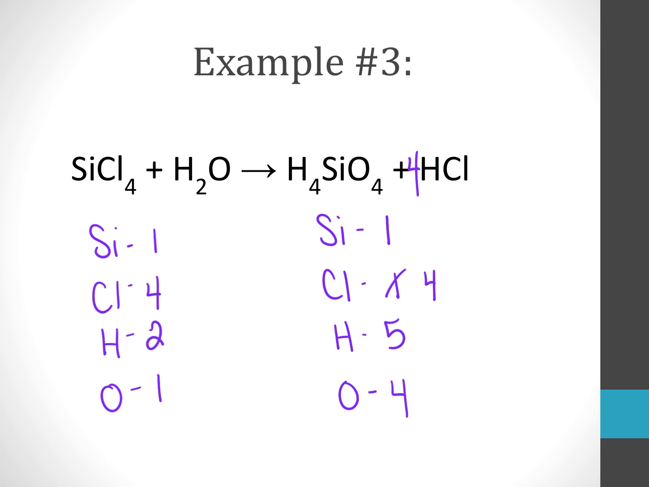Okay, did that affect any other element? Cl. Okay, what else? Besides Cl, which other one did it affect? Hydrogen. So how many hydrogens are here? 4. And how many are here? 4. So 8. So 8 total now.